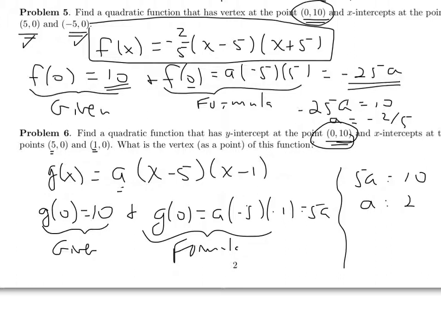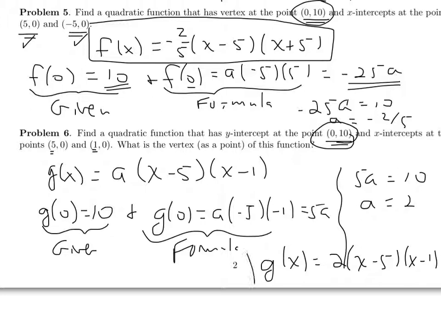So if I go back to my original form for g, I want that erased. Oops. Can't erase it. Okay, fine. So my final answer, then I'll just squeeze it down here, is g of x equals 2 times x minus 5 times x minus 1.